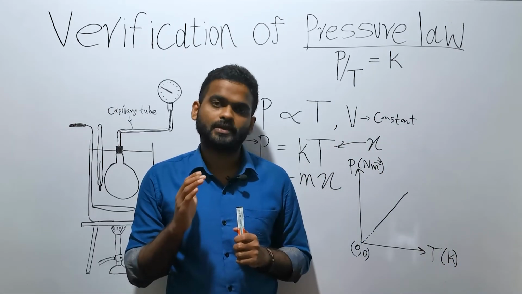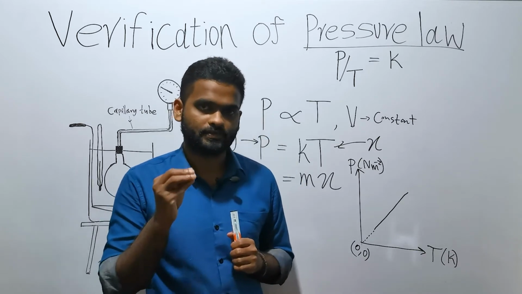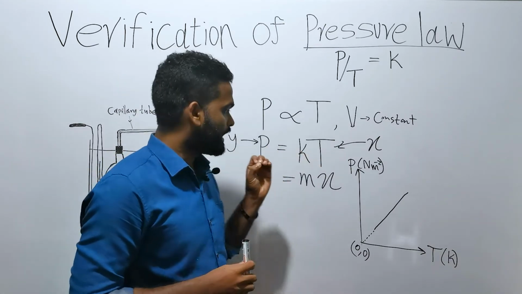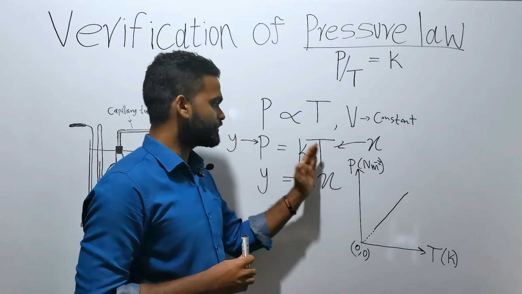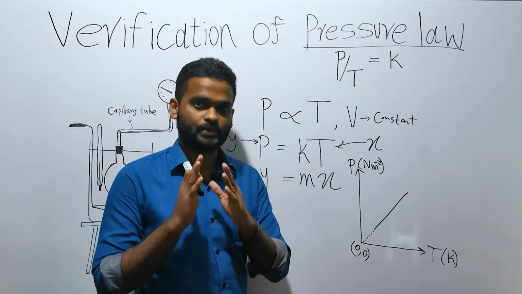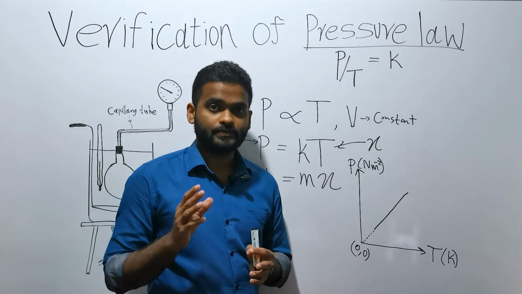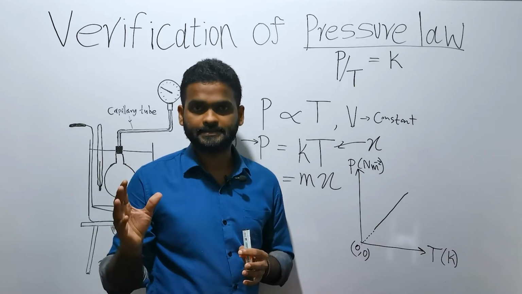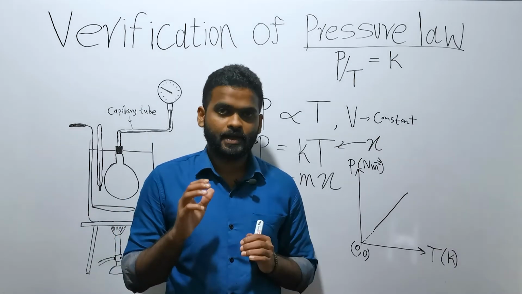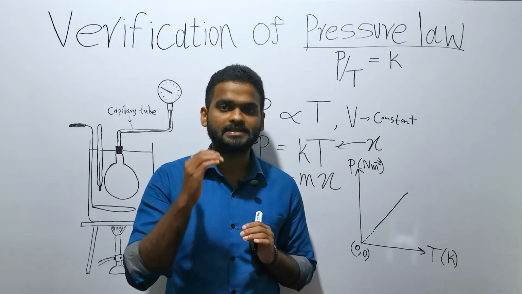So in the experiment, what we are going to do is to get several values for pressure of the gas related to those temperature values. And once we gain those pressure and temperature values, we can plot a graph and check whether those readings agree with a similar graph like this. So if those readings agree, we can verify the pressure law. Okay, then let's consider how to do the experiment step by step.